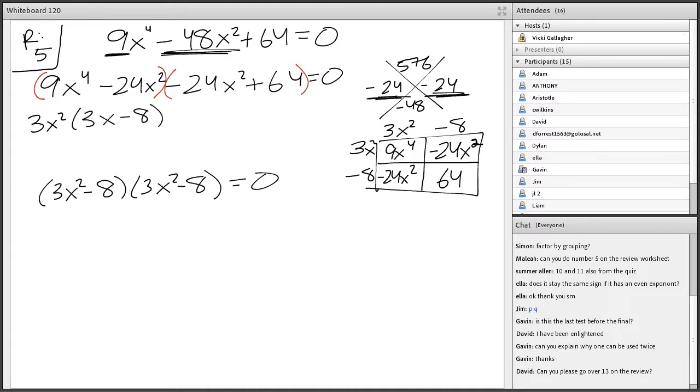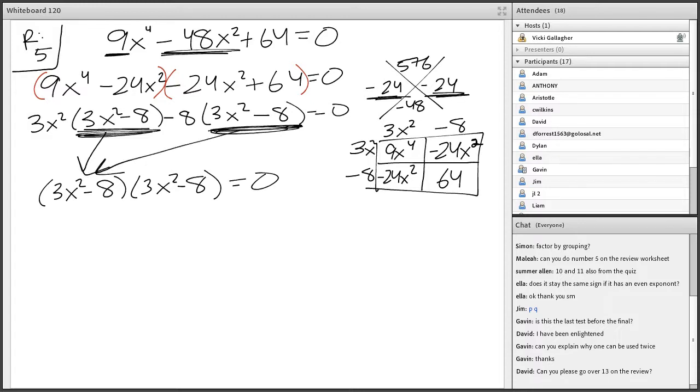And the last two have in common a negative 8. And then your goal is that these two parentheses should be the same parentheses. And when you get them to both be the same parentheses, then that's what goes up front here. You'll see, right, we have this 3x squared minus 8. And then whatever you factored out goes in its own parentheses right here. And so in this problem, it happened to both be 3x squared minus 8.